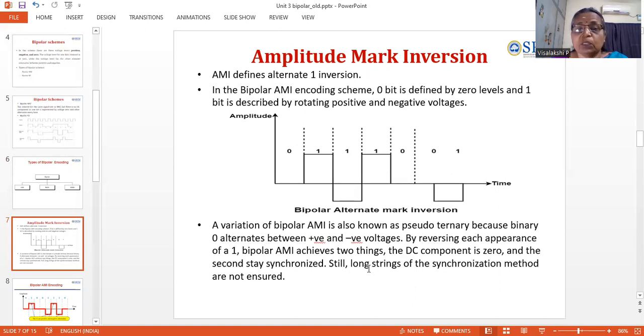So how does the synchronization happen? Only the position of the 1 changes alternately, but the 0 will always be represented and have the same meaning till the end of the signal, until the data bits are over.